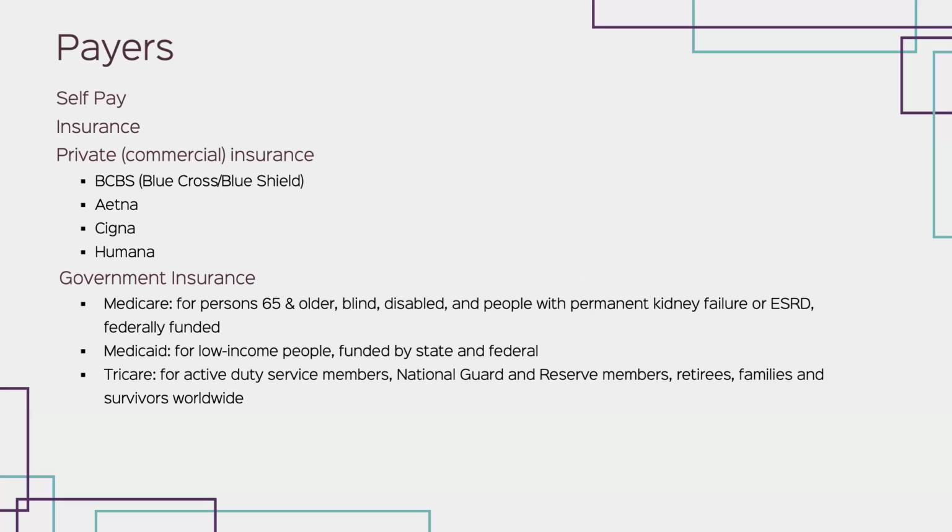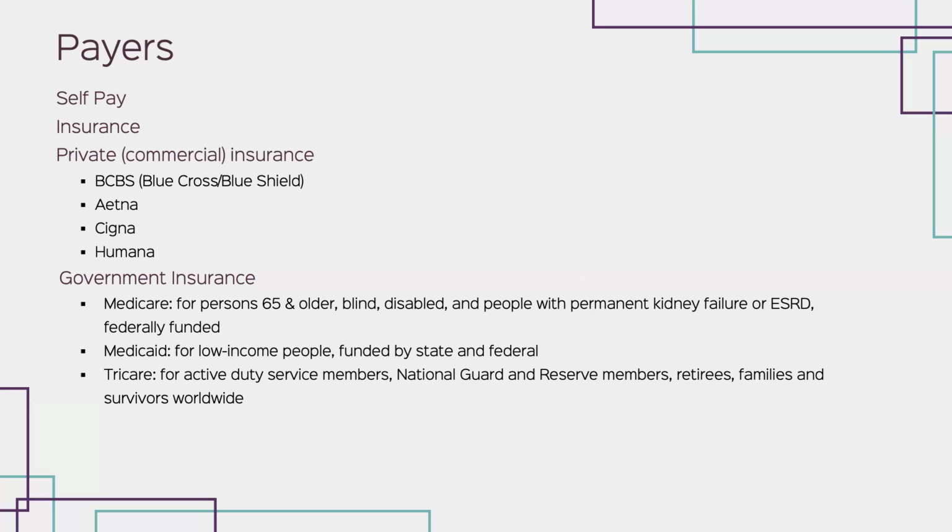Your commercial carriers can offer both group and individual plans. Your group plans will often be offered through your employers, and then your individual plans will be those that can be purchased directly from the insurance carrier. So some examples of your commercial carriers can be Blue Cross Blue Shield, Aetna, Cigna, United Healthcare, and so on and so forth.